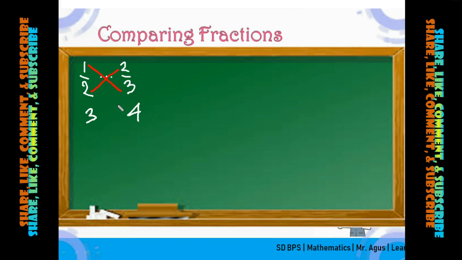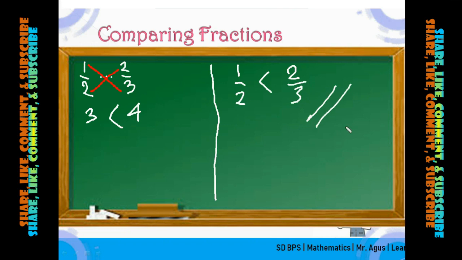So the answer is like this. Because the answer is less than, the conclusion is 1 per 2 is less than 2 per 3. We have the same answer as when using the first way. Do you understand? Okay, let's continue.